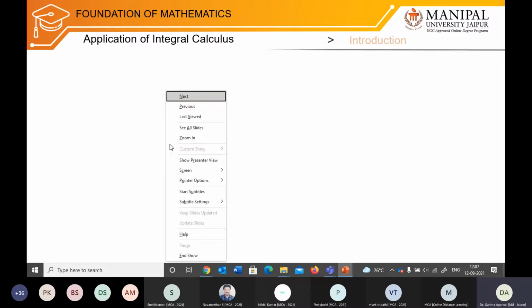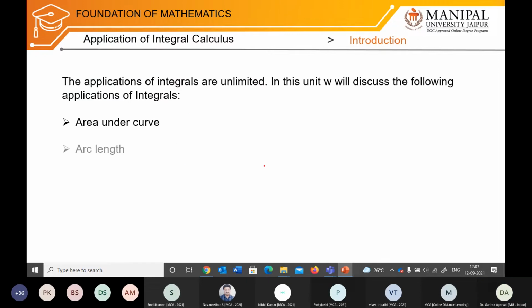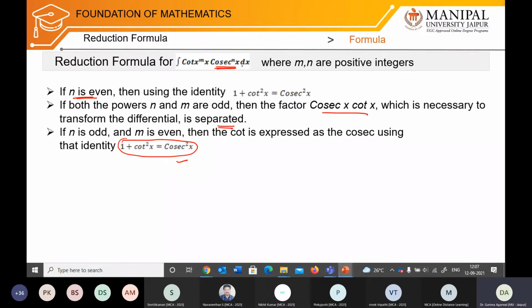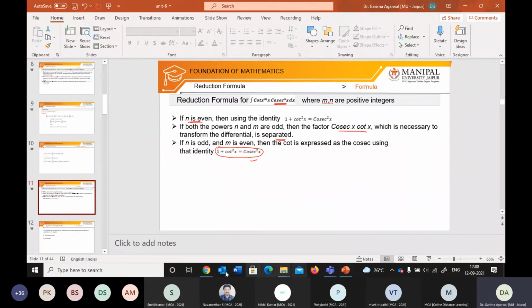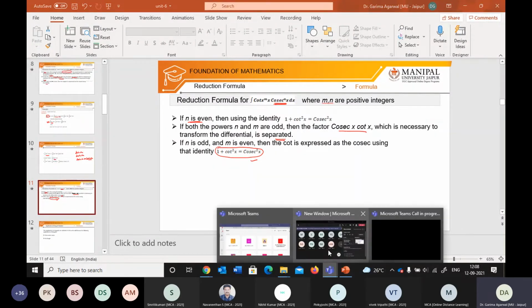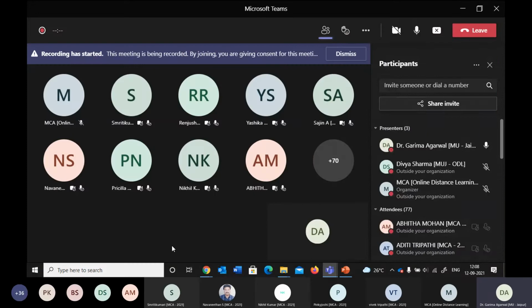For example, I think the example is not there for this type of function, but we can easily integrate it, I guess. If you have any problem in these reduction formulas, please raise your hand.